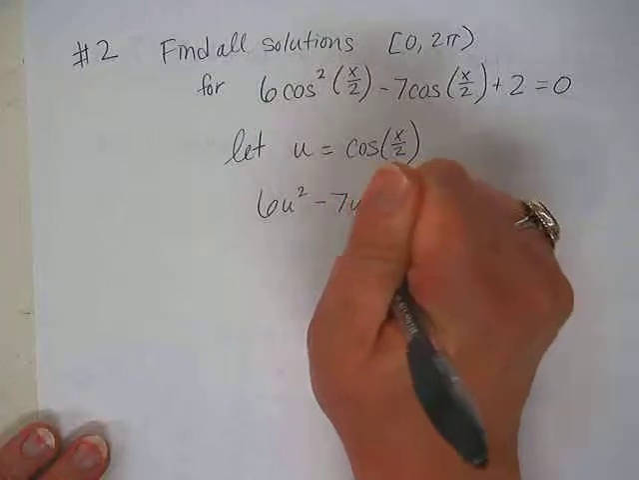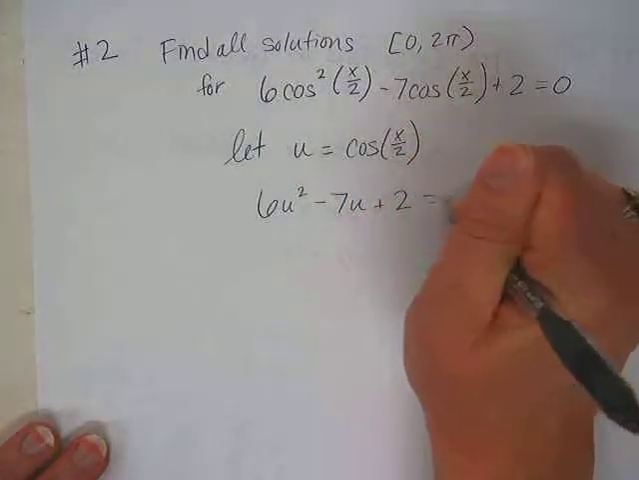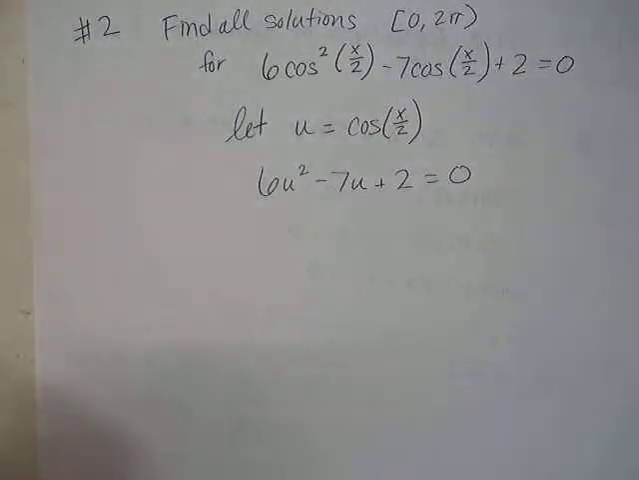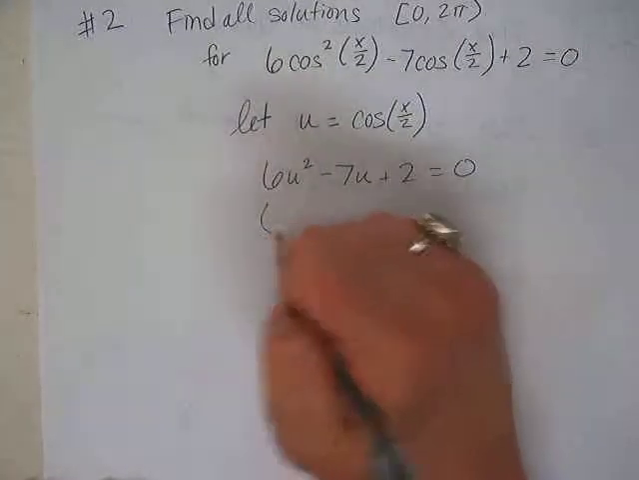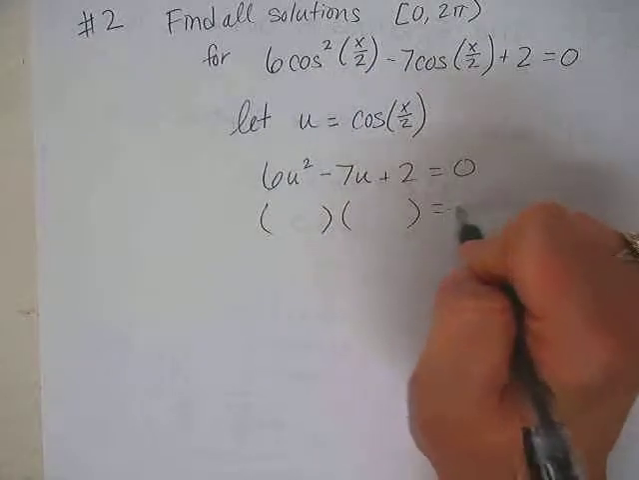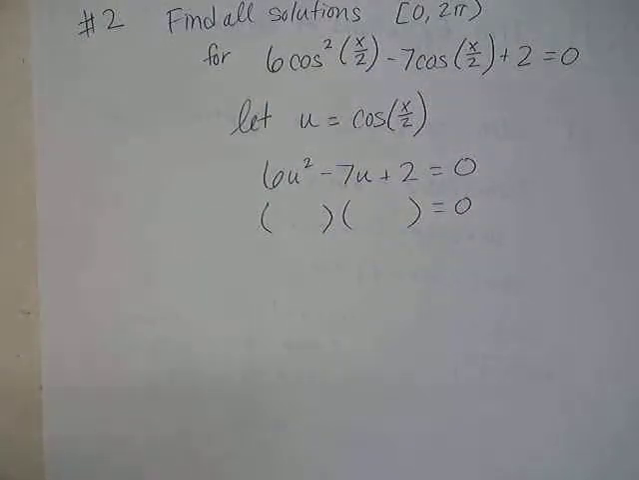So now let's go ahead and plug that in. We get 6u squared minus 7u plus 2 equals 0. So now it's a simple quadratic, no trig involved right now, to go ahead and solve this quadratic. So what would we do? Factor. Good.